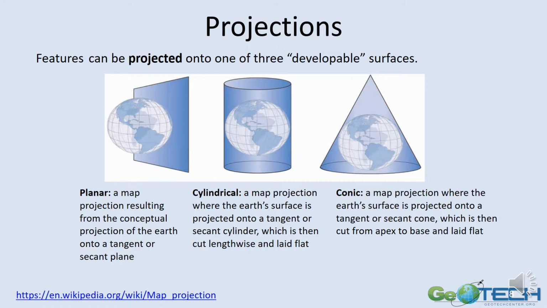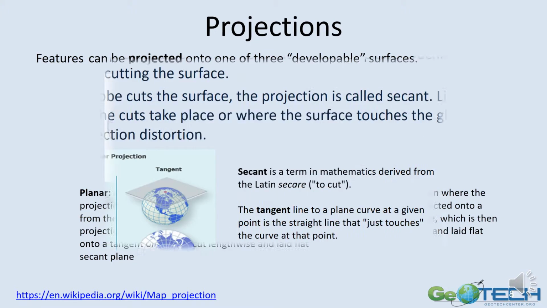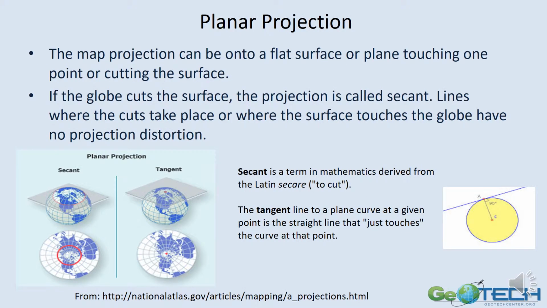We're going to look closer at what happens when you try to develop a flat map from a globe using one of these surfaces. So planar map projection, going from that 3D to the 2D, to a flat surface, can touch the globe in one point, or it can cut through the surface. If it cuts the surface, the projection is called a secant. Lines where the cut takes place or where the surface touches the globe have no projection distortion.